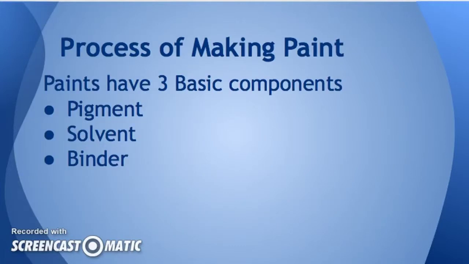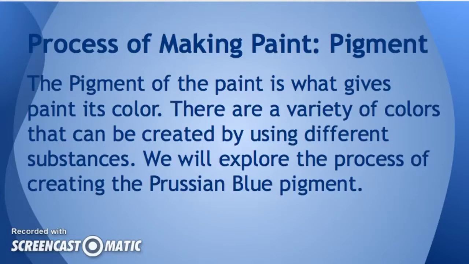Making paint. Paints have three basic components: pigment, solvent, and binder. Pigment is what gives paint its color. Many different colors can be made in many different combinations. We will explore the process of creating the Prussian blue pigment.